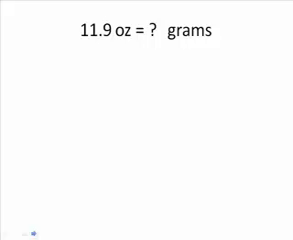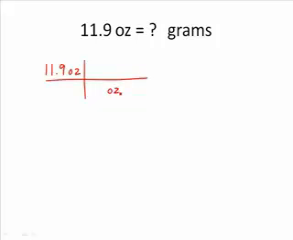Okay, we can also use factor label to go between units in the English system and metric units. So let's look at this. Here we have 11.9 ounces is equal to how many grams? So my given value is ounces, and I want to know, let's see if I can go from ounces to grams. Well, looking at my conversion table, yes, I do have one.